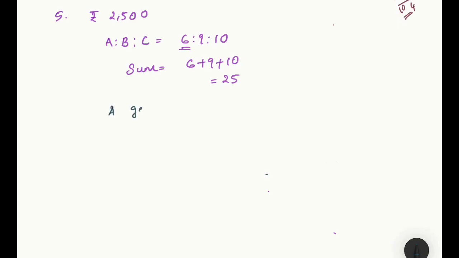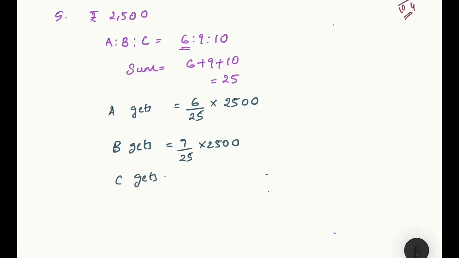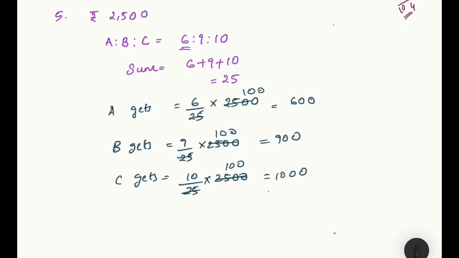So here A gets 6 by the total ratio 25 into the total 2,500. B gets 9 by 25 into 2,500. C gets 10 by 25 into 2,500. 2,500 divided by 25 is 100, 100, 100. So what do you get here? 600, 900 and 1,000. Okay, hope it's clear to you all.